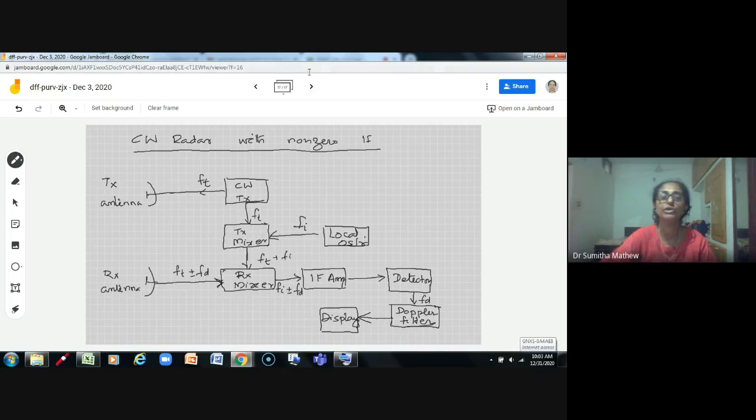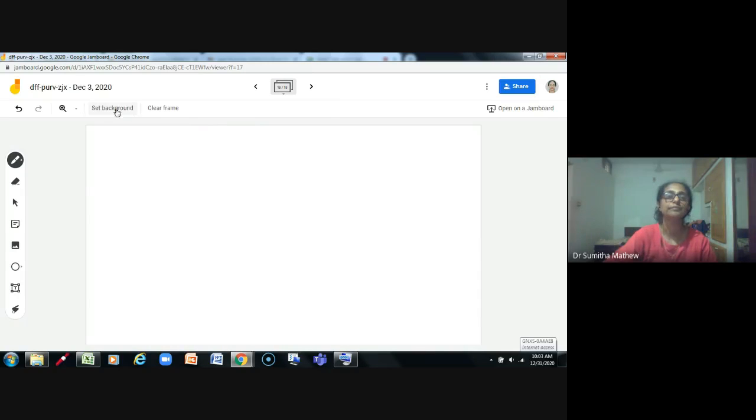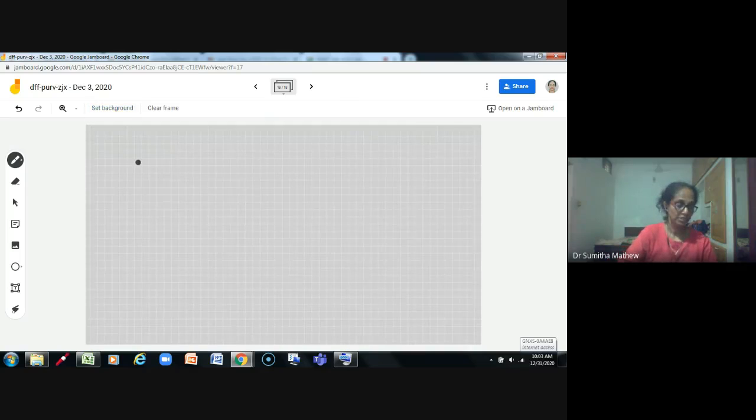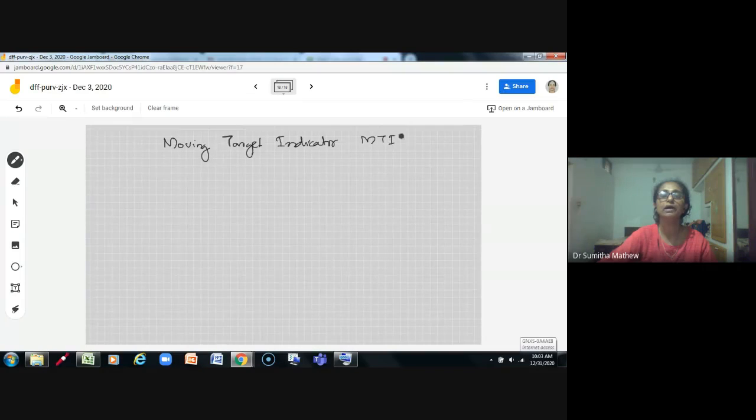Now moving on to the next type, which is the moving target indicator radar. It is usually a pulse radar, a special type of radar known as moving target indicator radar, or MTI radar.